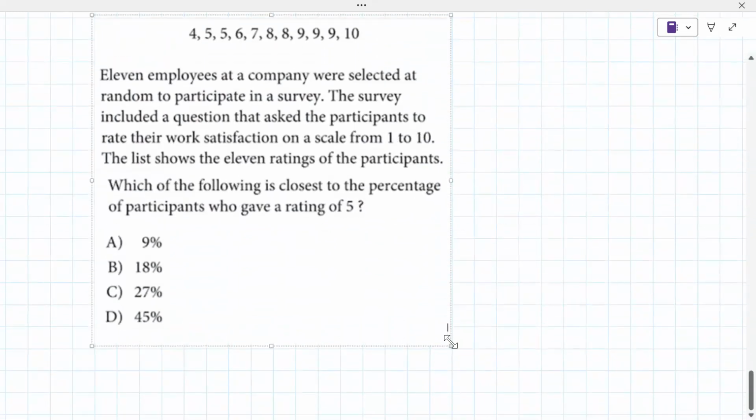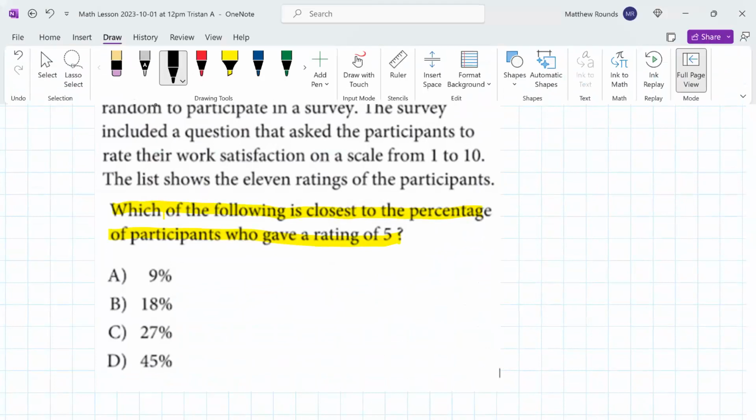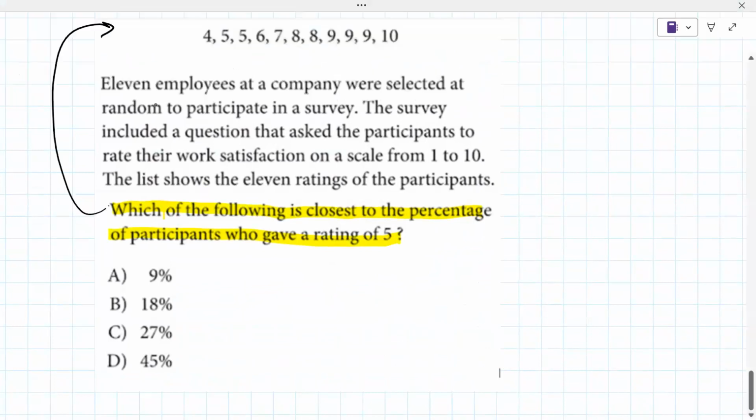When you read the call to action, the thing that you're actually trying to find, which in this problem says, which of the following is the closest percentage of participants who gave a rating of 5? We now know to go back to the beginning, which could be this data set, could be these words here. Which of the following is the closest to the percentage of participants who gave a rating of 5?